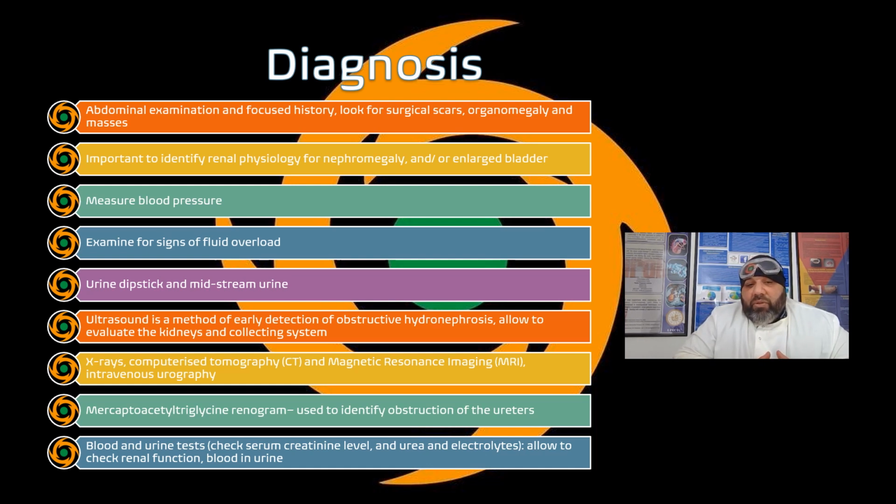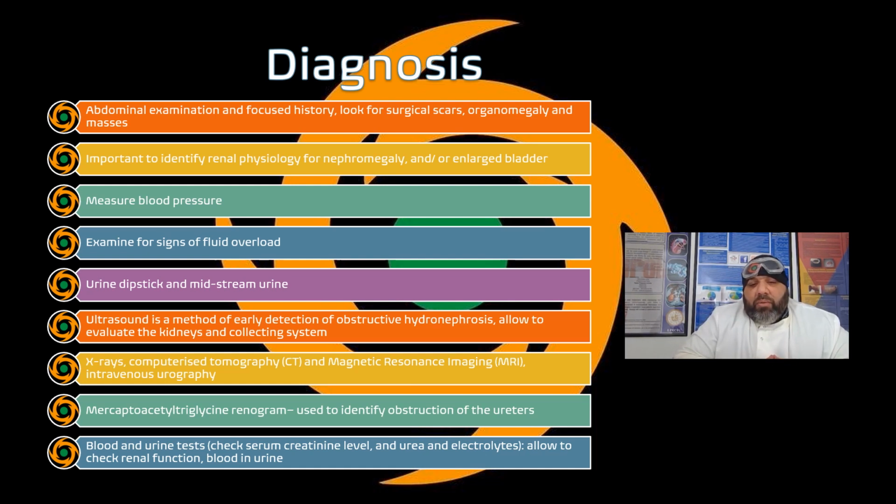Urine dipstick and midstream urine investigations are important, but also next to useless on their own, and on their own will not identify or diagnose hydronephrosis. Ultrasound is a modality for early detection of obstructive hydronephrosis and can allow evaluation of the renal physiology and collecting systems.